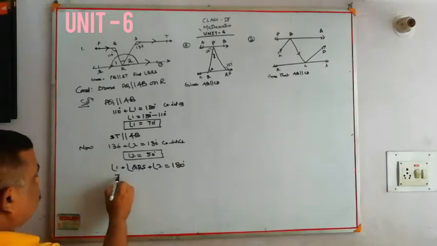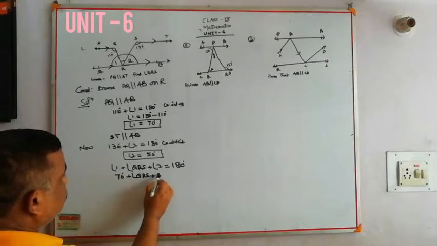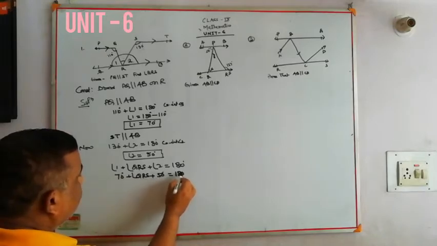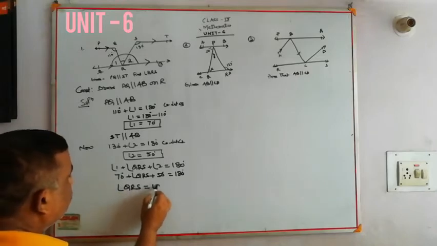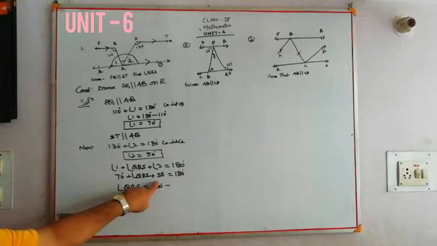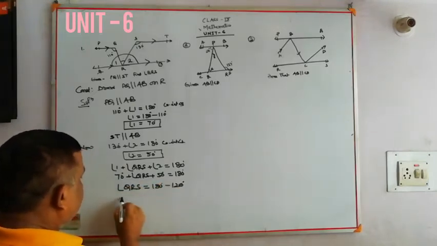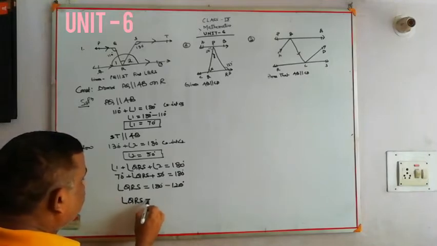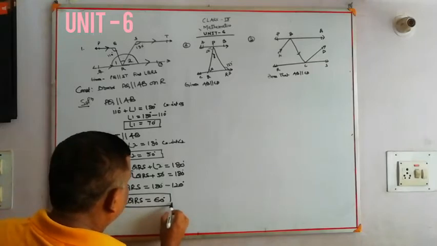Angle 1 is equal to 70 degrees. Angle QRS plus 50 degrees is equal to 180 degrees. Angle QRS is equal to what? 180 degrees minus 70 degrees plus 50 degrees, which is 120 degrees, that is subtracted. Angle QRS is equal to what? 60 degrees, and that is your answer.